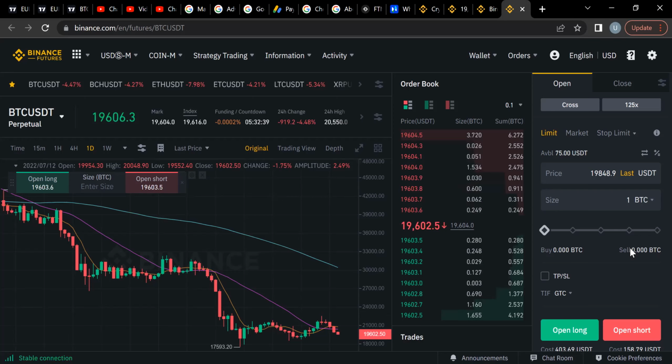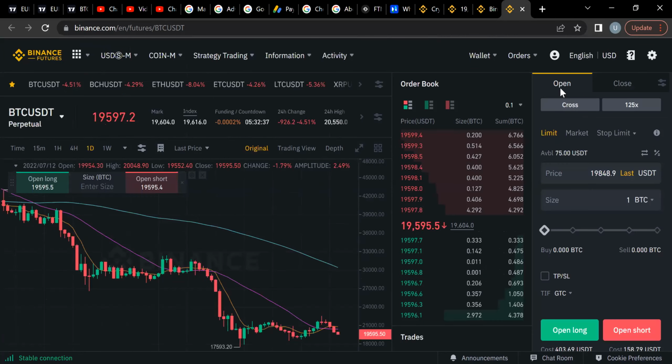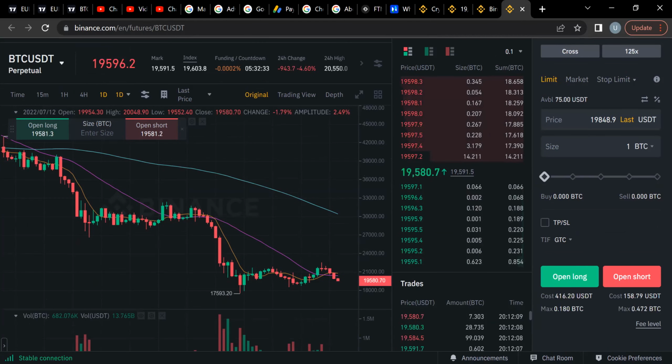I hope this is clear. So I've cleared up cross margin, isolated margin, position size, and leverage, right? All in one example. Now the next one is take profit and stop loss.